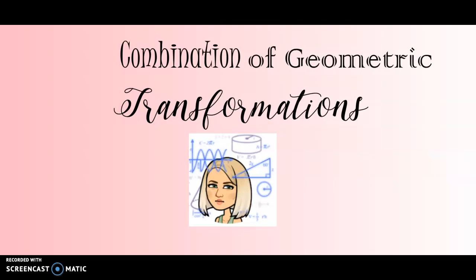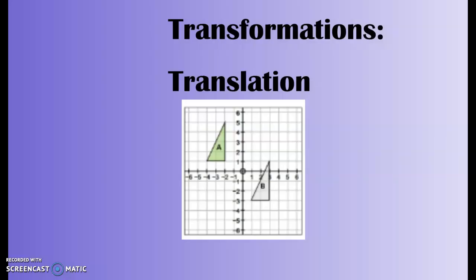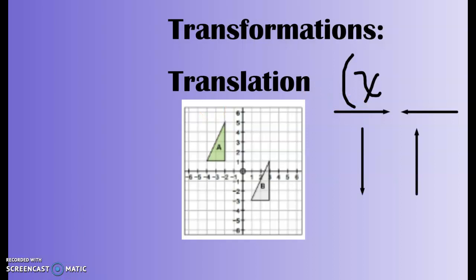So for this lesson, we are going to really apply a combination of geometric transformations. Let's review the first transformation that we learned about, and that was translation. A translation is a movement to the right or to the left, and remember that this affects the x-axis, or the x part of a coordinate. Translation can also move up or down, which affects the y-axis, or the y part of the coordinate.